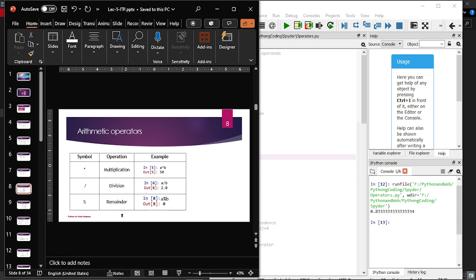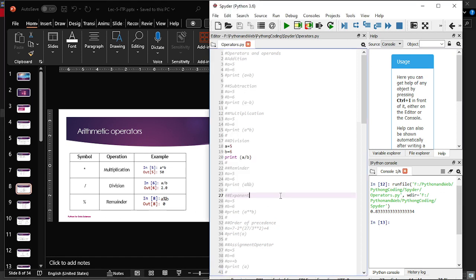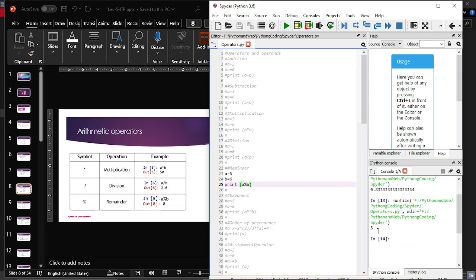That is the remainder operator. We are done with the division. Now we are going to see the remainder operator. I will uncomment it, and we will see the remainder operator. See, the remainder is 5.